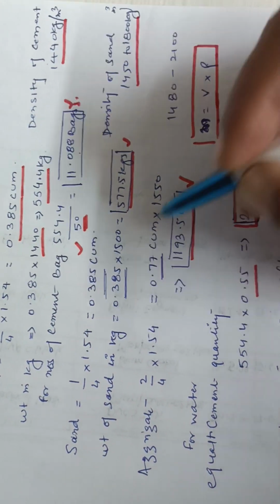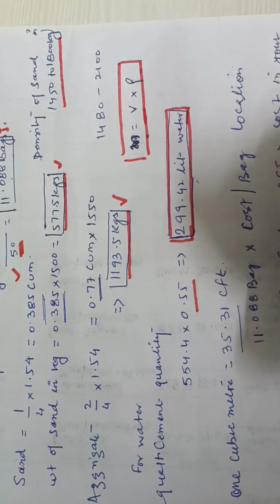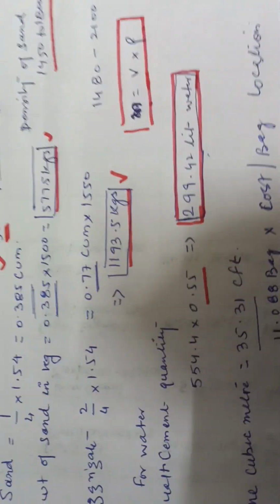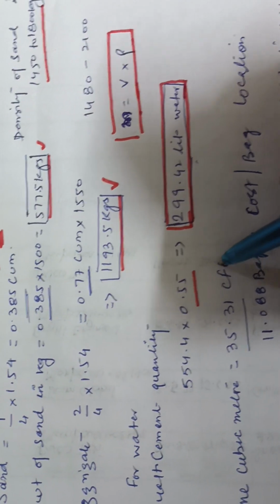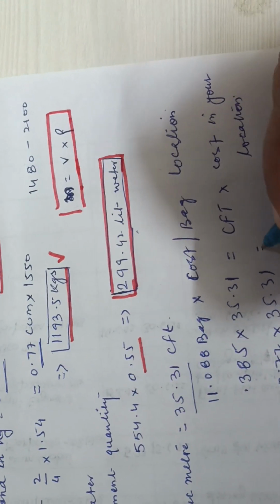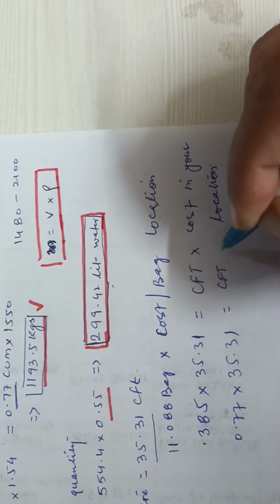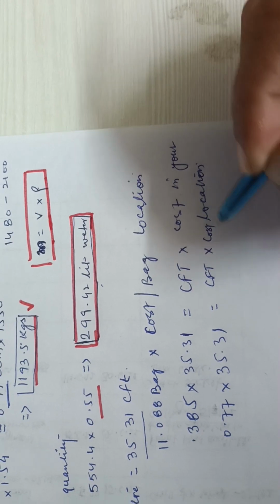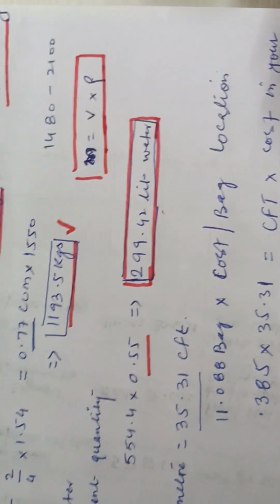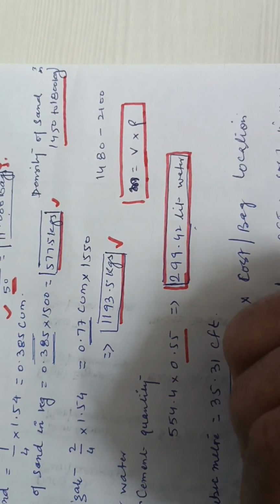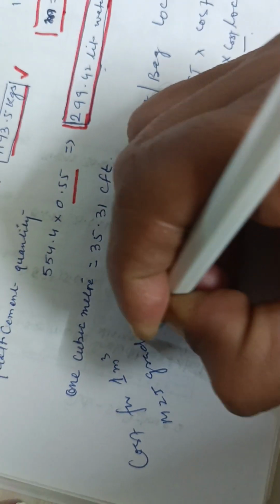It is the same for aggregate. You got 0.77 cubic meter, multiplied by 35.31 because 1 cubic meter comes to 35.31 cubic foot. Calculate and multiply, and you will get CFT into cost. Accordingly you can calculate the cost for 1 cubic meter of M25 grade concrete.